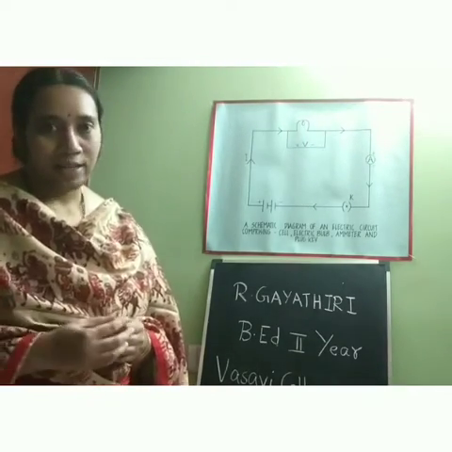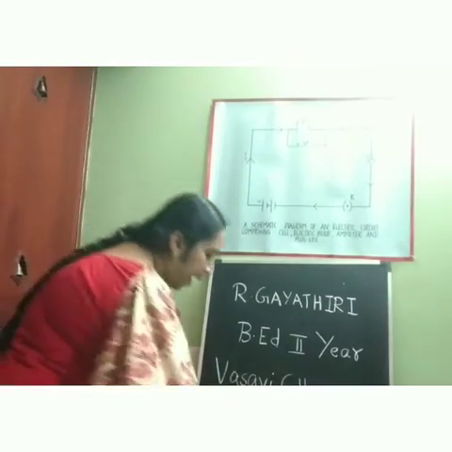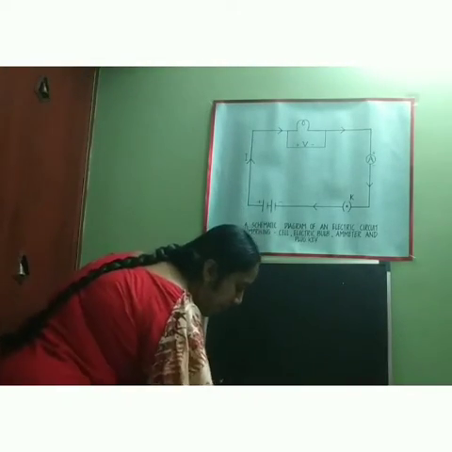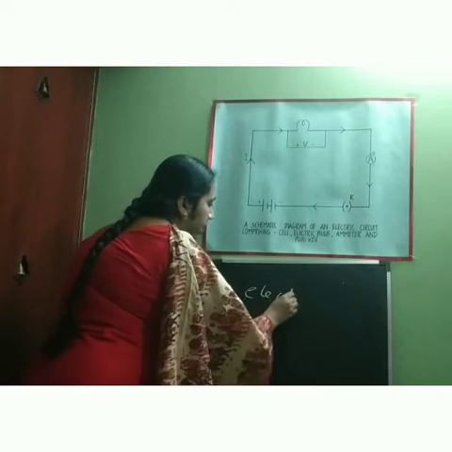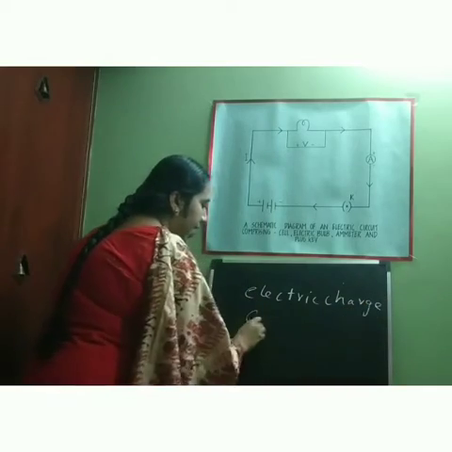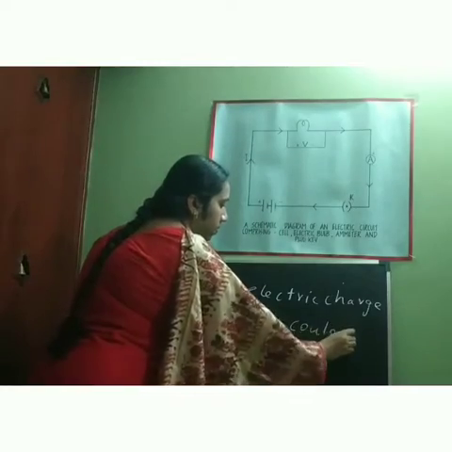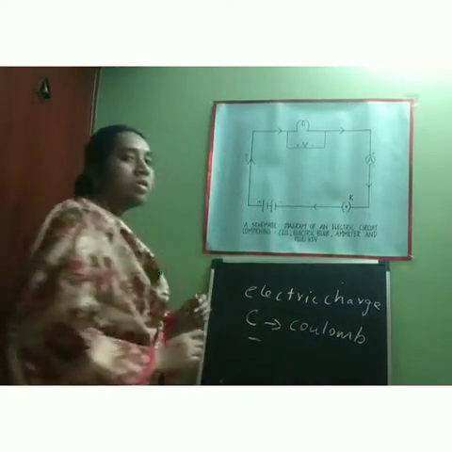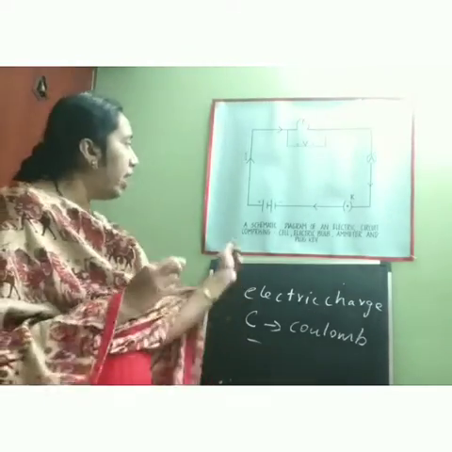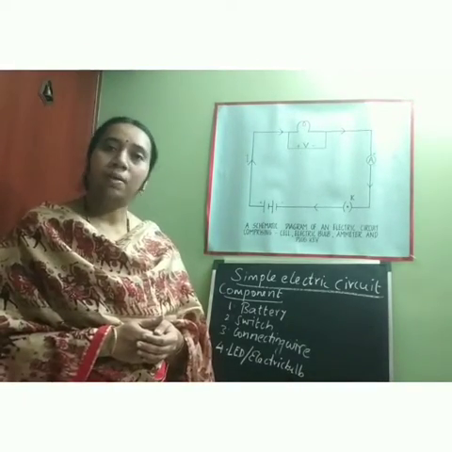So what is the unit of electric charge? Electric charge is represented by the capital letter C. The unit of electric charge is coulomb. We will see more in detail about electric charges when we discuss the topic of electric circuits. Now let us go to the main topic.